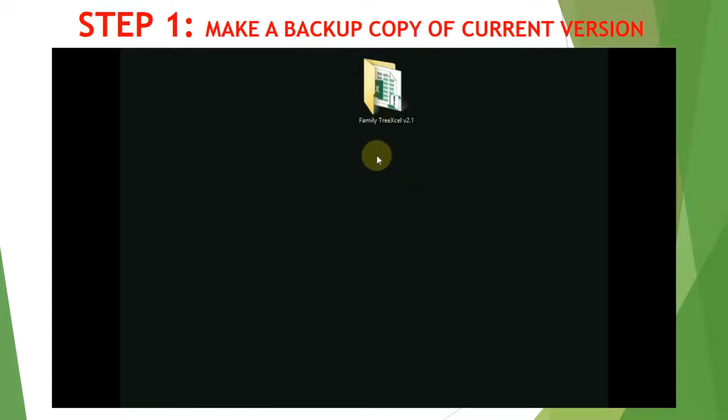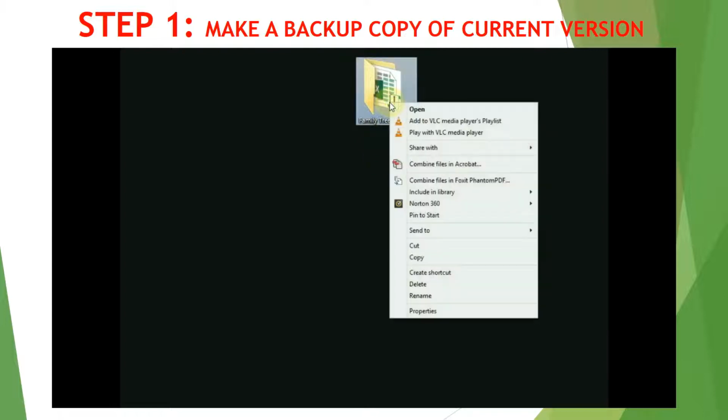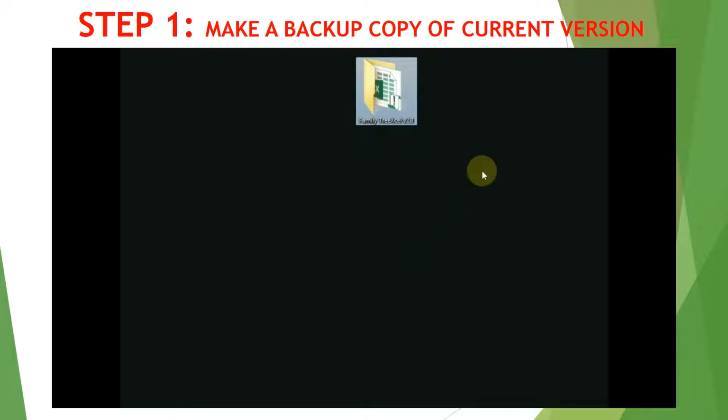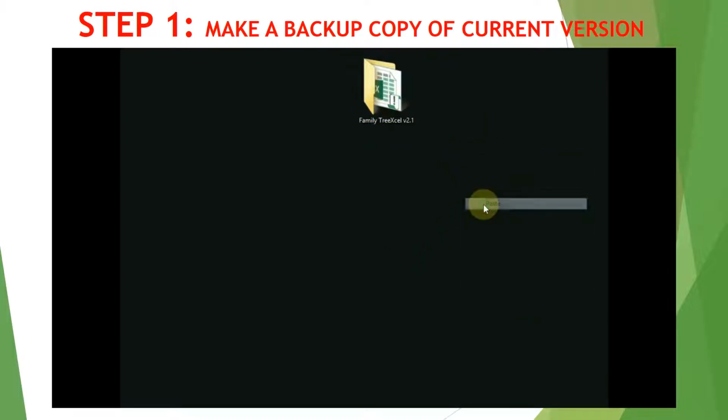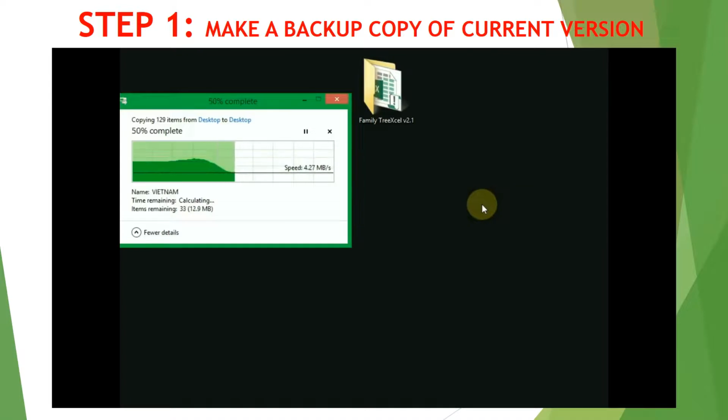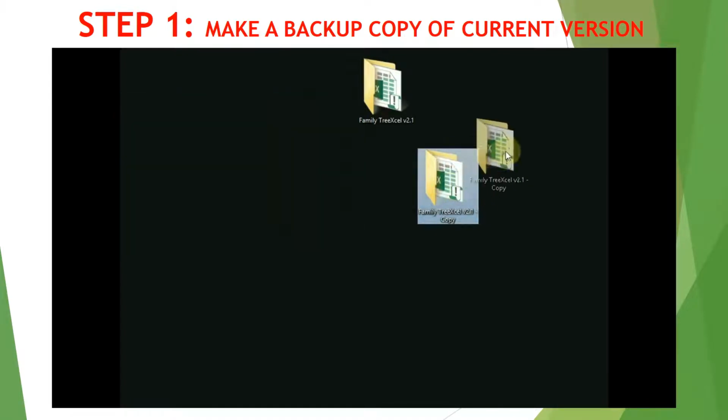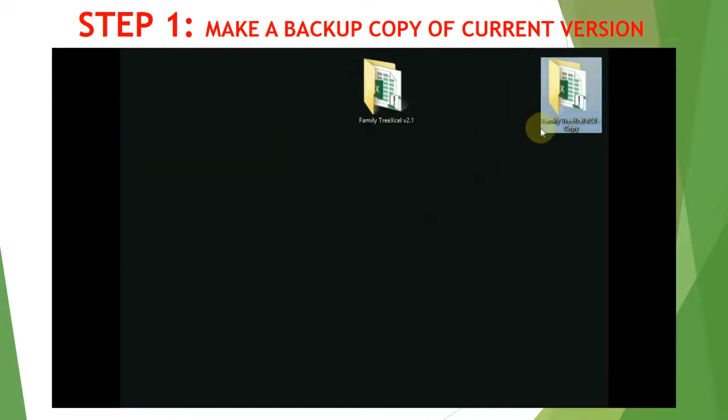To do this, right-click on your entire Family TreeXcel folder, select Copy, then right-click anywhere on your desired location and select Paste. This backup copy can now be ignored unless something goes wrong and you need to restart the process.